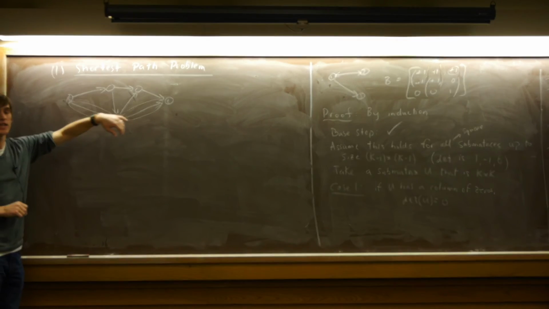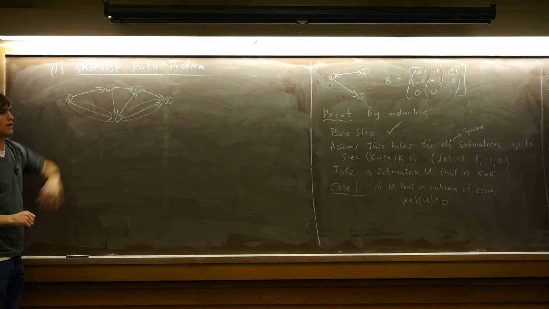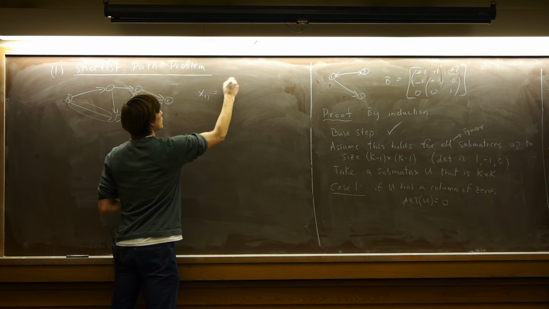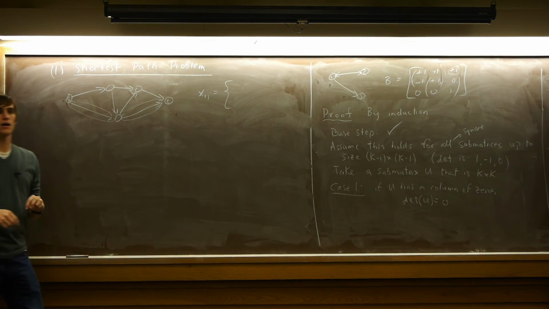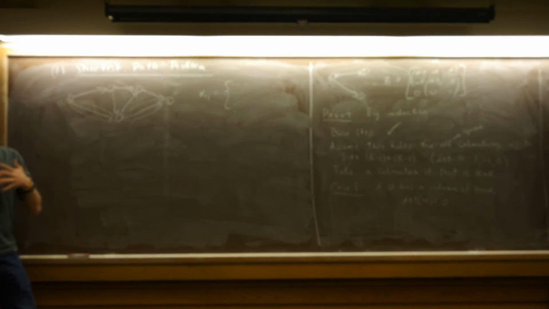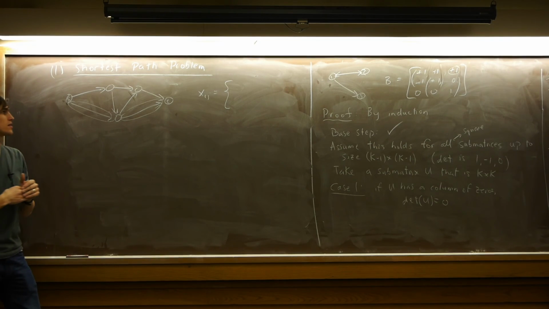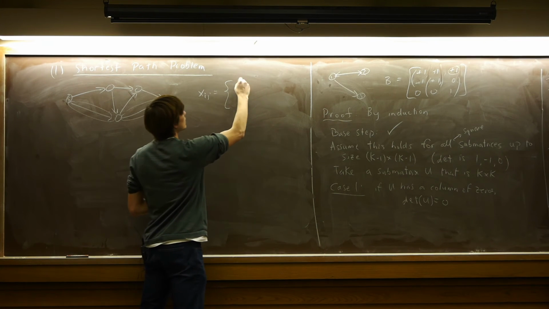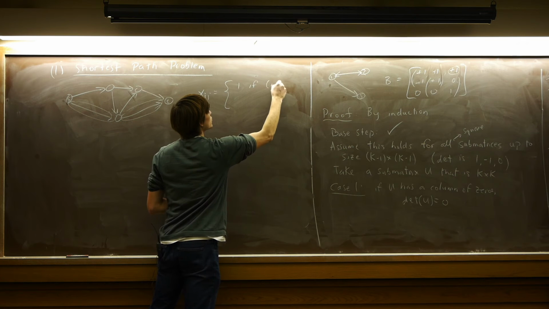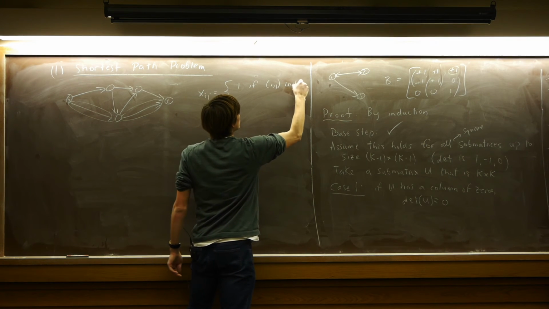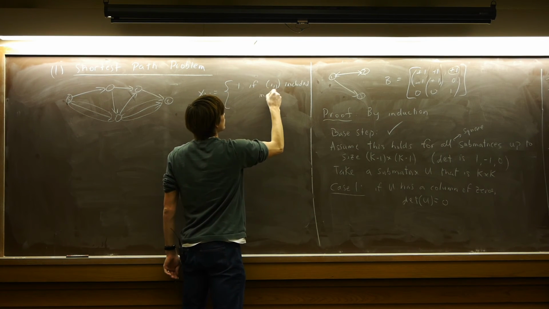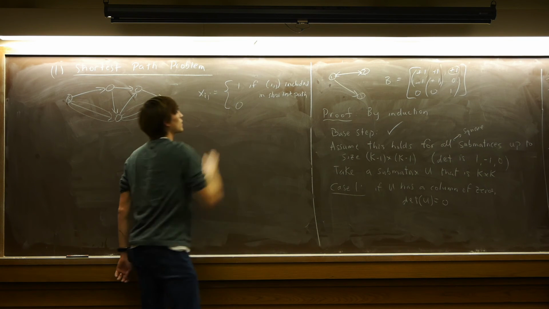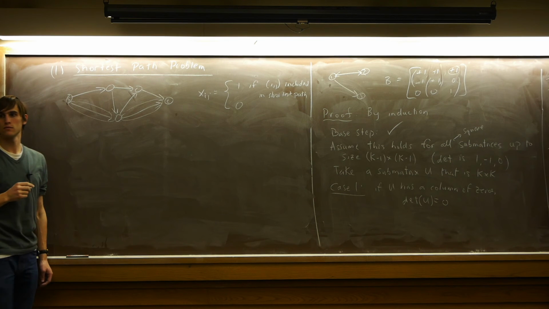How do I set up a linear program in order to do this for me automatically? Let's introduce the variables that we're going to be working with. At the end of my algorithm, what I want to get back is an indicator vector for the edges. So I want some vector x such that x_ij is 1 if edge ij is included in the shortest path. If it's not included in the shortest path, I want that to be a 0.